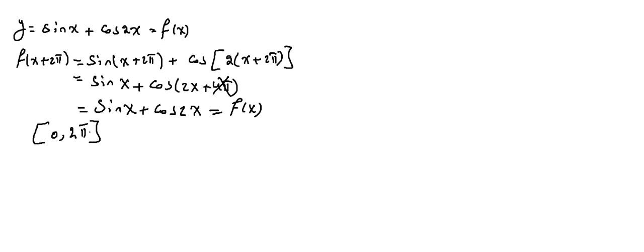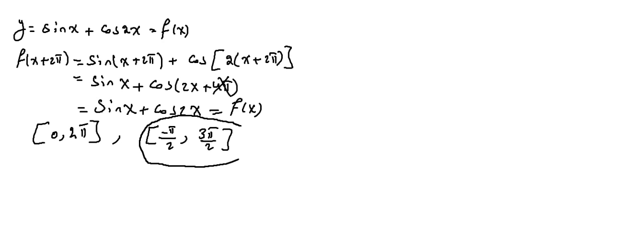Sometimes you can see in some books or some solutions that they take it, for example, from minus pi over 2 to 3 pi over 2. This is 2 pi also. It's the same. It's a period, from 0 to 2 pi, or from negative pi over 2 before 0 to pi over 2 before 2 pi, which is 3 pi over 2. It should be 2 pi, the domain of one whole period.